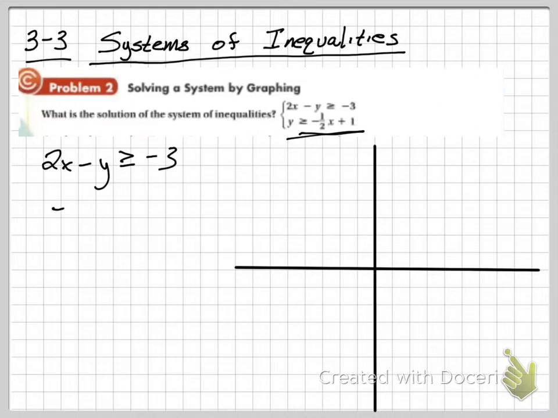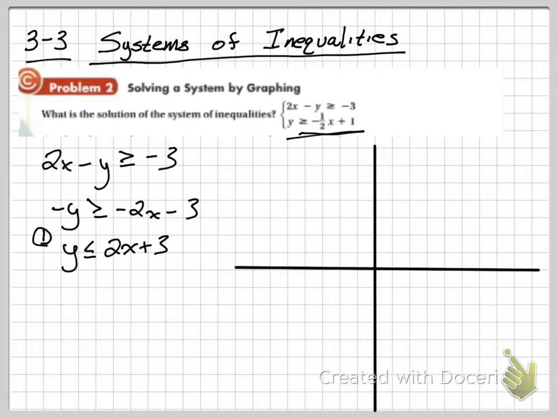Move the 2x over, you get negative y greater than or equal to negative 2x minus 3. Now I need to divide by the -1, so I end up with y less than or equal to positive 2x plus 3. Okay? Now you've got slope-intercept of both lines, so let's call this line 1, and let's call this line 2. Let's go ahead and graph line 1.